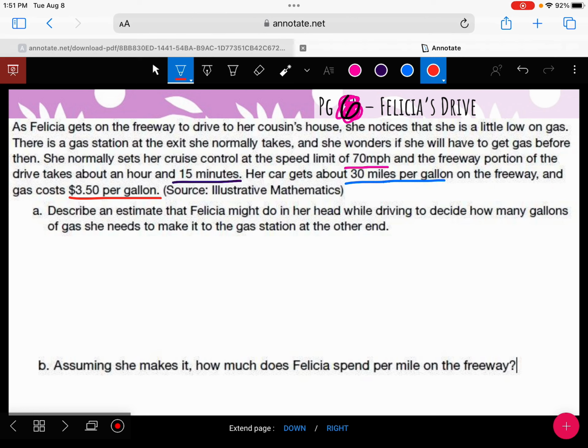So I want you to look at this. You can talk with a neighbor. I would encourage you to do so. How could we figure out, without sitting there and calculating exactly, we're estimating right here, could she get there? What is some math she could do in her head while she's driving to get there? So take about 10 minutes. See what estimates we can make.